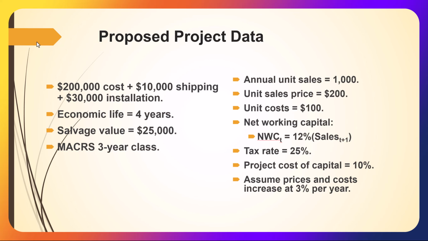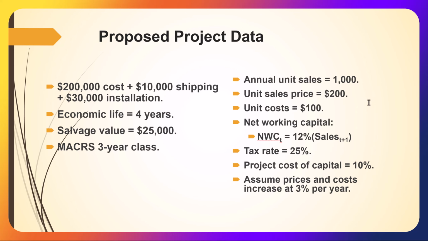We're going to begin by looking at a project. This project has costs of $240,000: $200,000 in actual assets, $10,000 in shipping, and $30,000 in installation. Now, this is what we refer to as its depreciable basis. That's how much we can depreciate this asset for. It has an economic life of 4 years, with a salvage value of $25,000 at the end of the 4 years. We're going to depreciate it on a MACRS 3-year class basis.